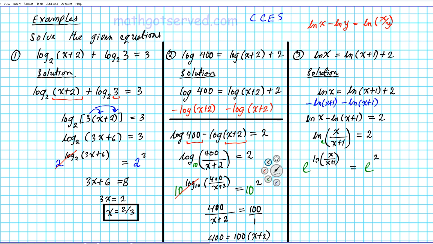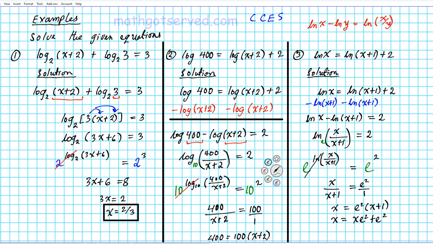So the base of ln is e, and the base of this exponential term is e also. So the inverses cancel each other out. We have x over x plus 1 equals e squared. Okay, so put this over 1. If we cross multiply, we'll have x equals e squared times x plus 1. So we'll distribute the e squared on the right side. So we have x e squared plus e squared.